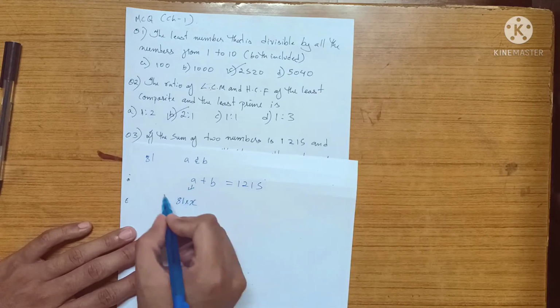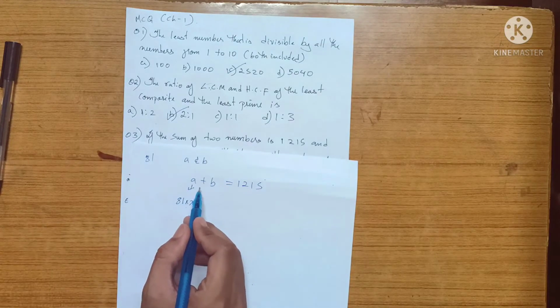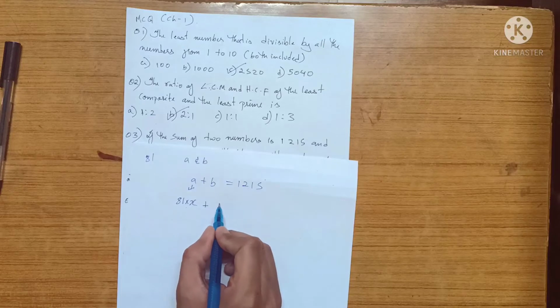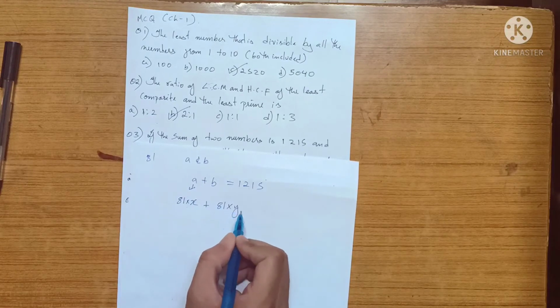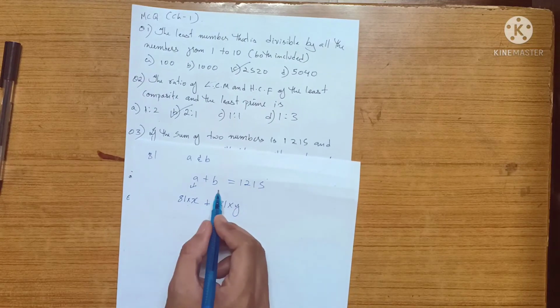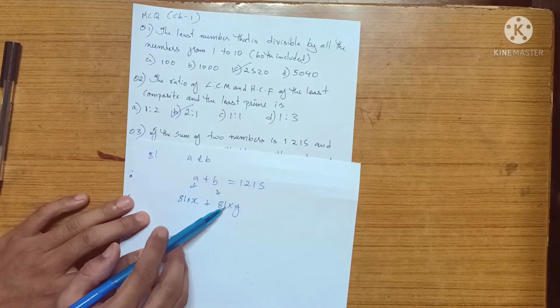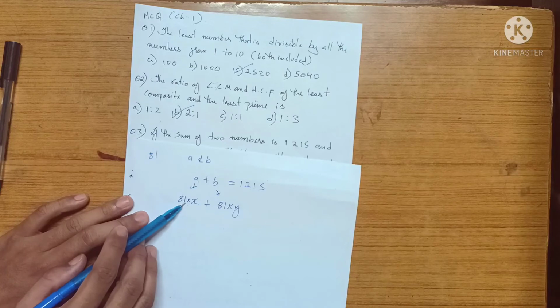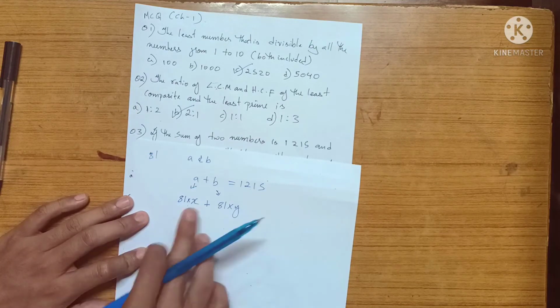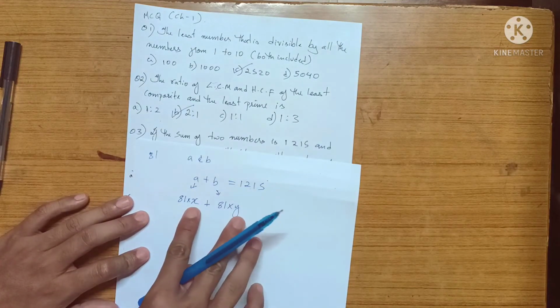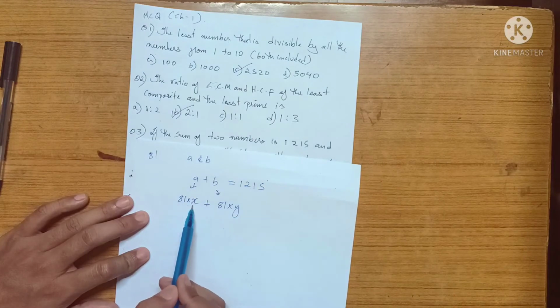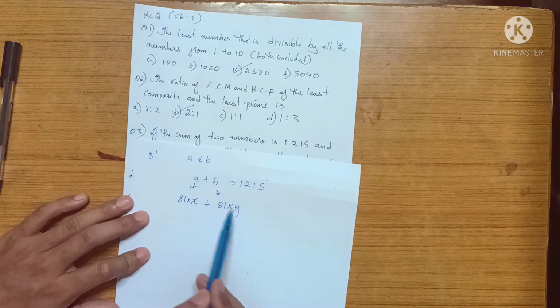Got it? Because 81 is the highest number that can divide both A and B. So even for B, I can write 81 into something else, y. That way, B is a multiple of 81, and A is also a multiple of 81. If I write x for both, it will become the same, so it has to be different, x and y. So 81 into x can be written as A, and 81 into y can be written as B.